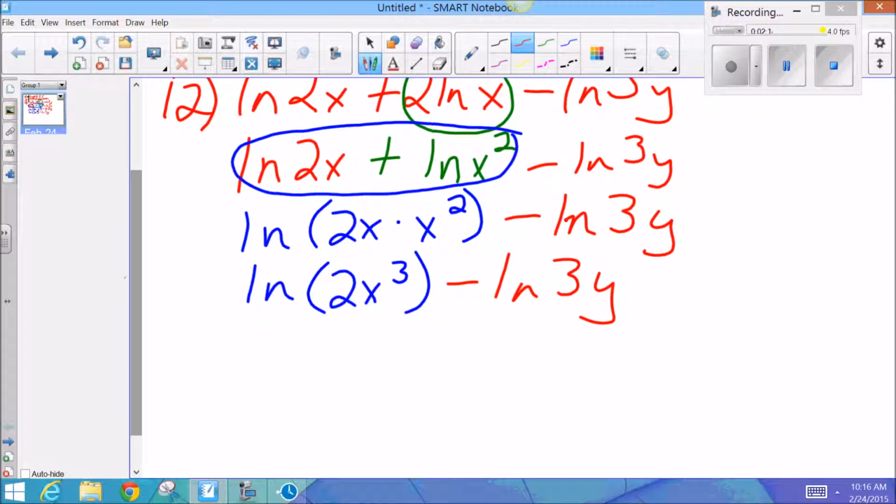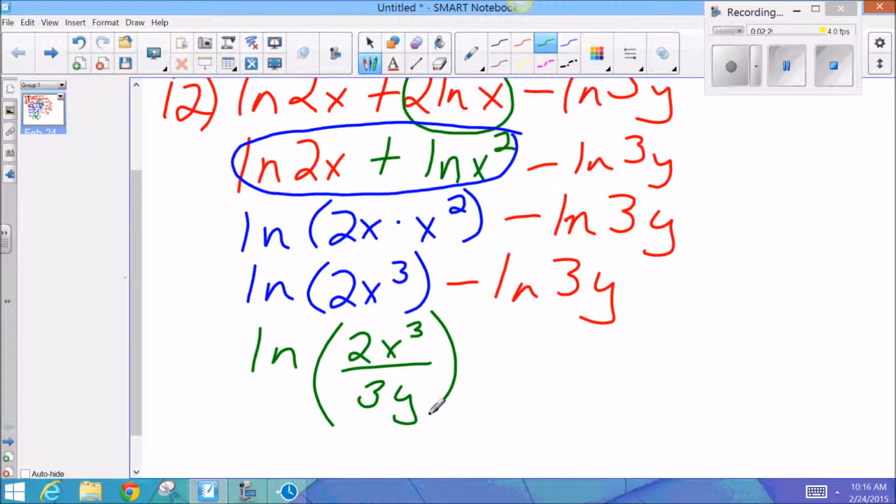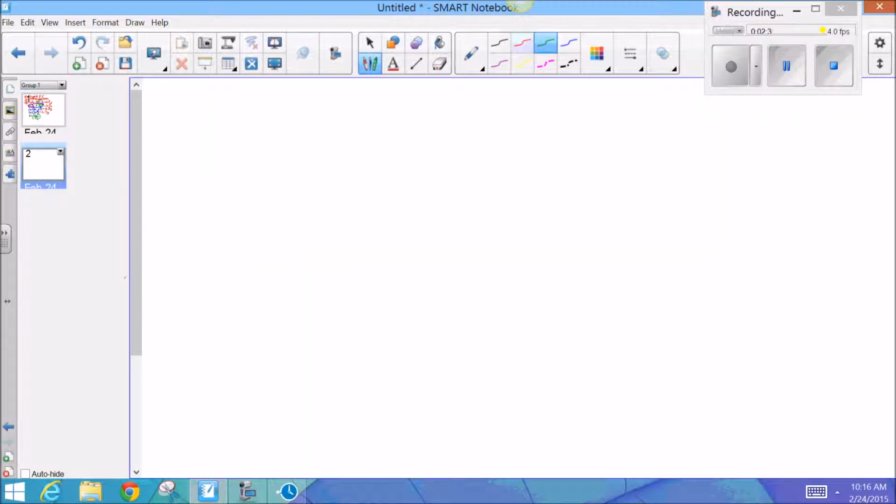And now let's handle the subtraction. A subtraction becomes a division. So I've got the natural log of the 2x cubed divided by the 3y. And I think that's got to be the answer because I don't see anything else that can be simplified. All right, next problem. Problem 14.